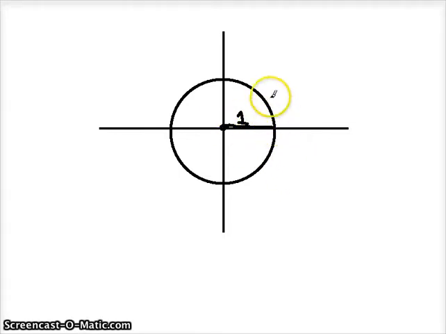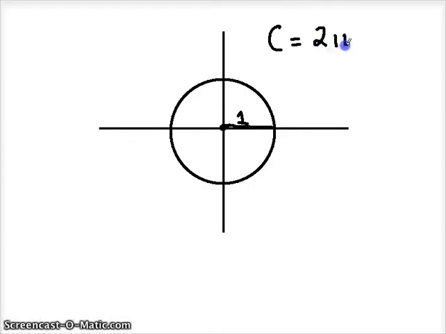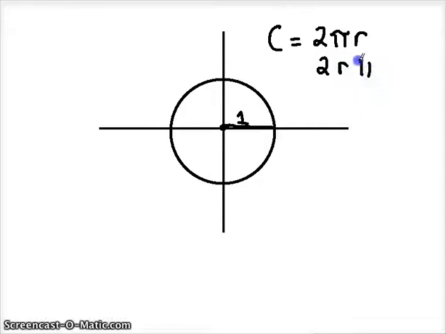So if I want to describe the distance around this circle, I would be talking about the circumference. That's what the distance around a circle is described as. And to find the circumference of any circle, you can use this formula, 2 pi r, or I like to write it 2r pi, because then it just shows you that you're really just doubling the radius and multiplying by pi.